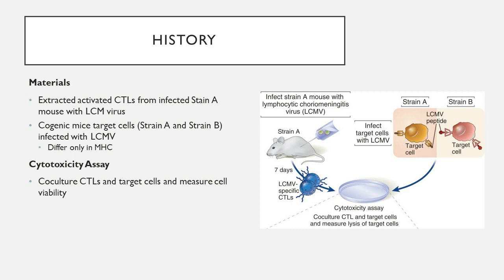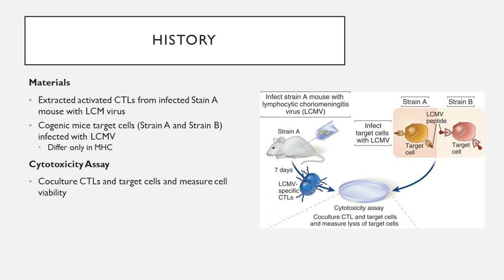So to investigate this further, there's a famous study that continued on this line of using different inbred mice, where in one mouse strain, we'll call it strain A, the mouse was infected with a type of lymphocytic virus. And after a period of 7 days, the mouse would have activated T cells. They would produce T cells, cytotoxic killer cells, specific to this virus that could effectively kill and fight off the infection.